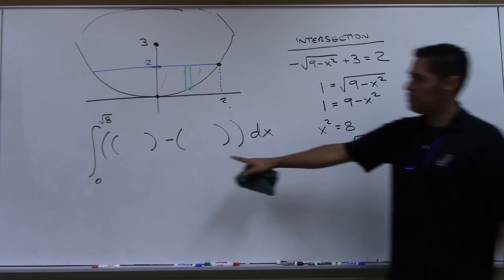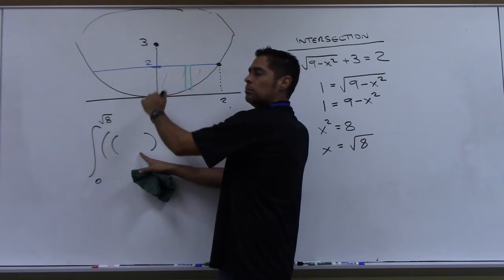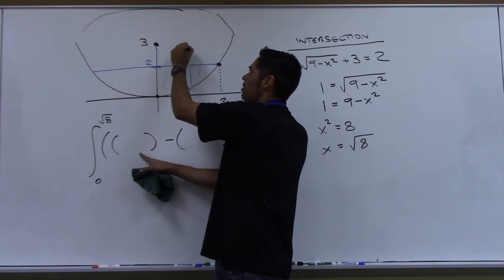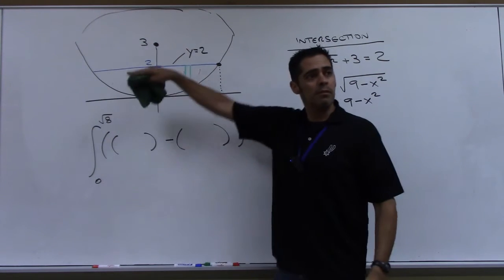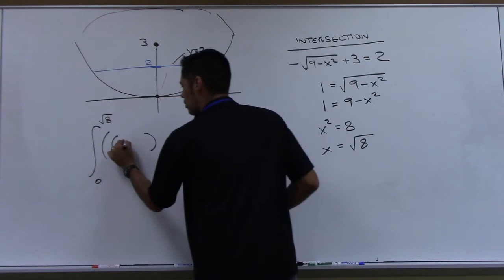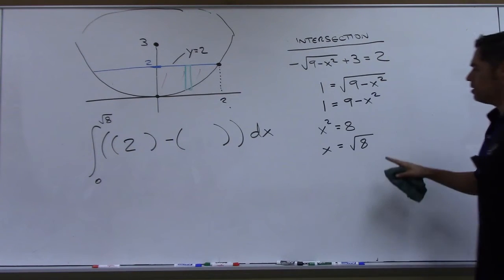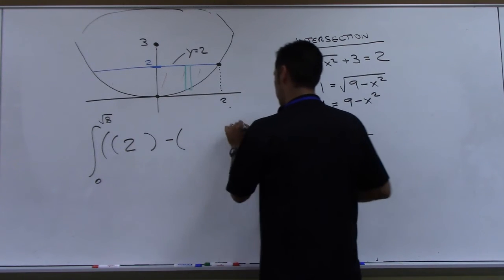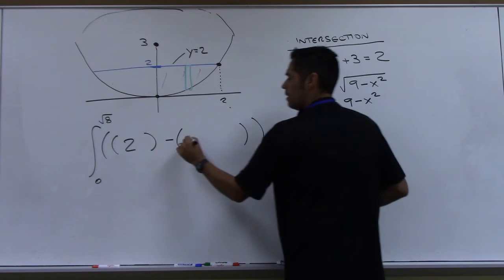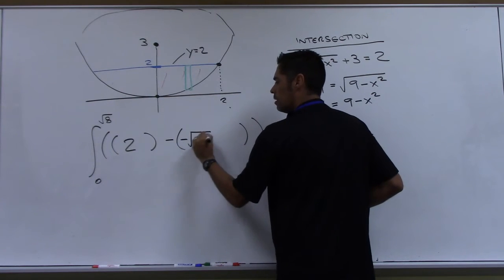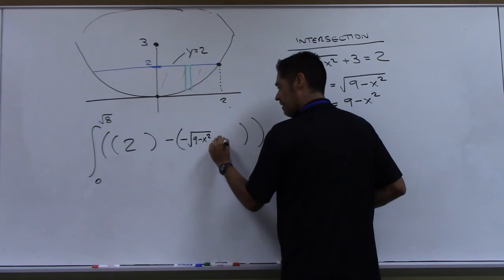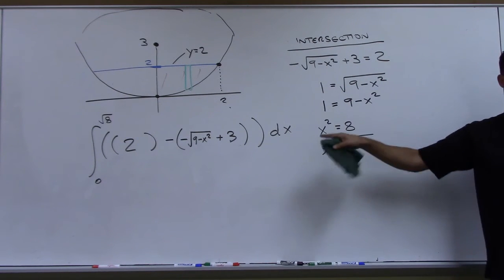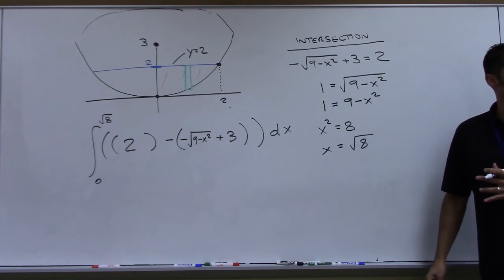The top function we said was what? The constant 2 function, right? This line right here is y equals 2, isn't it? Flat line. So that's the top function, minus the bottom function, which is, I erased it. I need a little more room. What's the bottom function? Negative root of 9 minus x squared, plus 3. If we can integrate that, that's the area of that front piece, right?